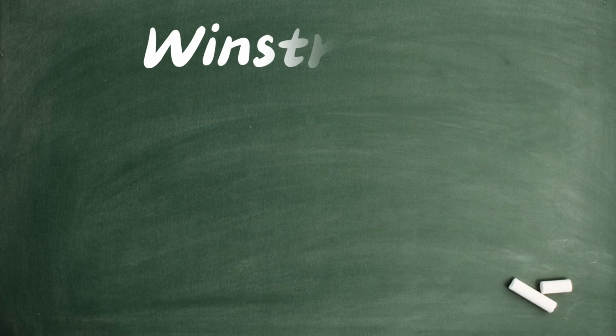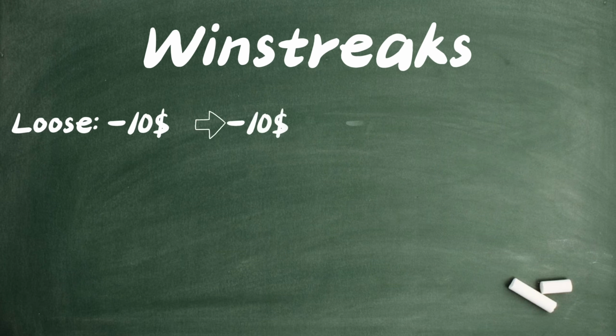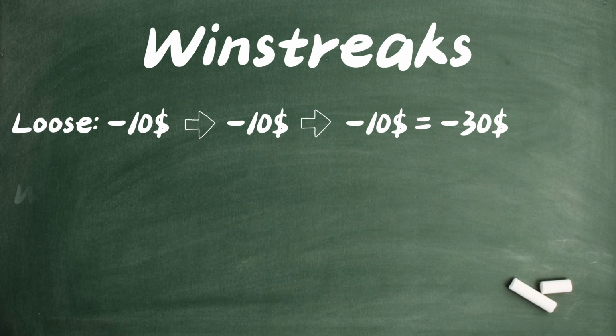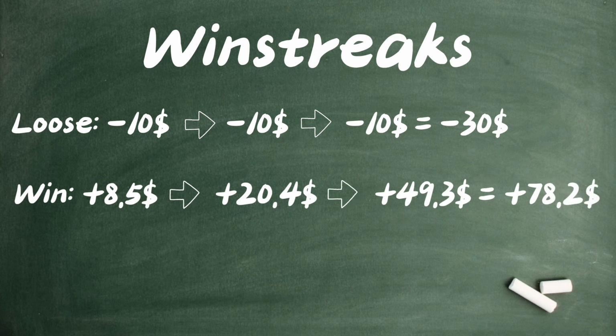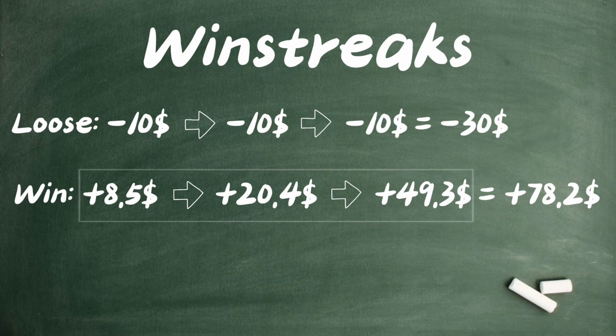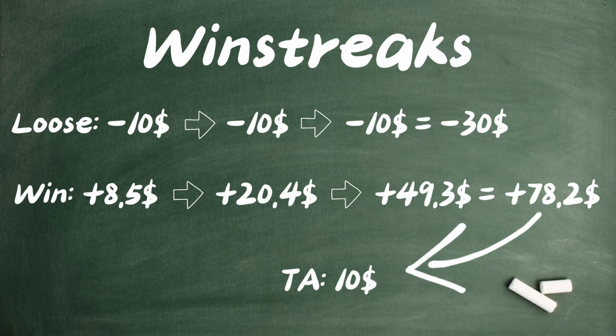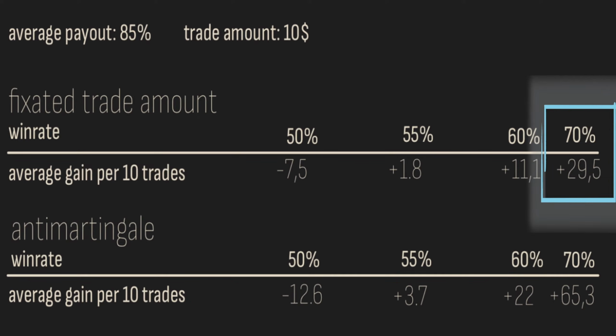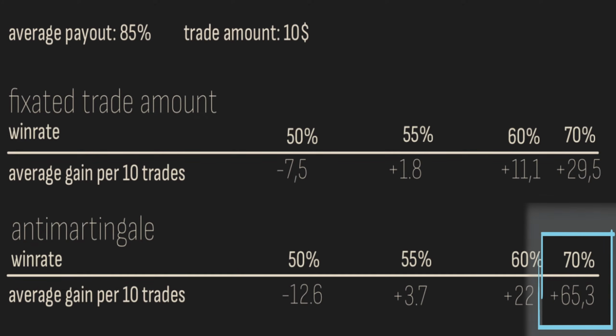This is because of win streaks. If you lose 3 times in a row, you lose $30. But if you win 3 times, you make $78. The best case scenario using this method is to catch 3 wins in a row and then start over with a $10. This strategy rewards your win rate more, making each percentage of win rate more profitable. For example, with a 70% win rate, the classic strategy makes you $29 in 10 trades. With triplets, you make $65.